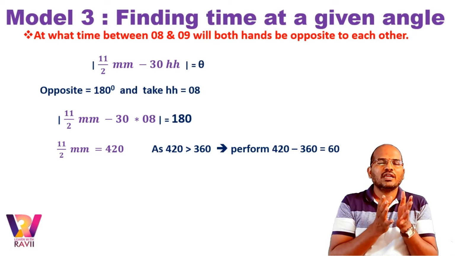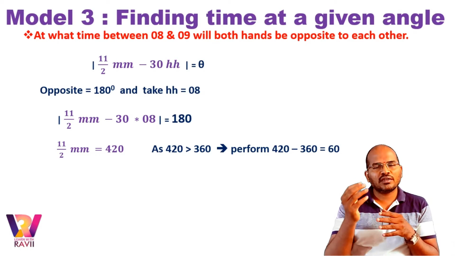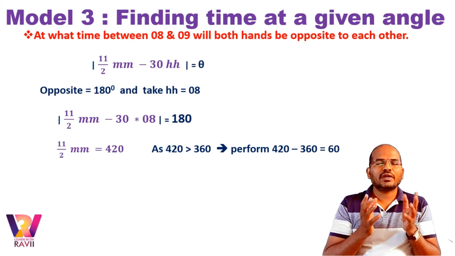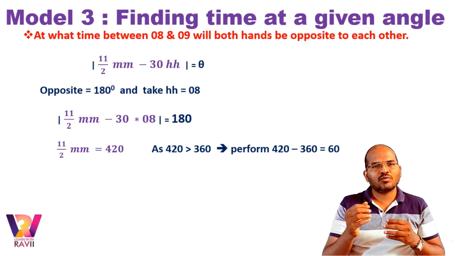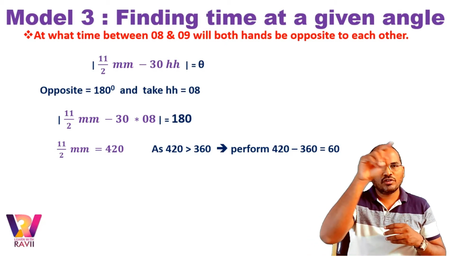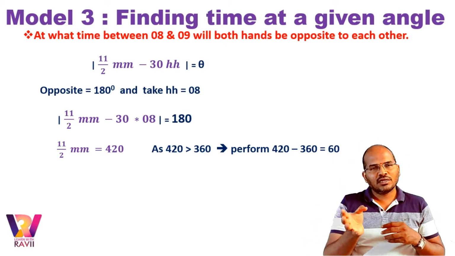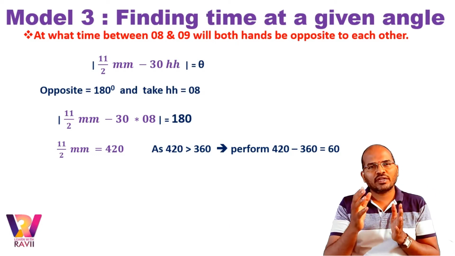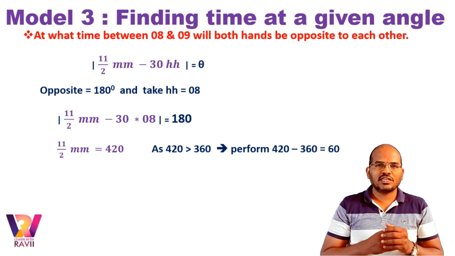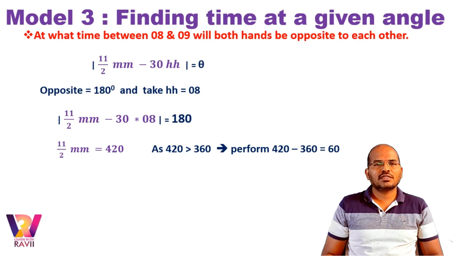So when the angle you calculate is more than 360, subtract 360 from that obtained angle and that would be 60. So it is one full circle plus some extra angle, right? So it is 420 we got. As 420 is more than 360, subtract 360 from 420, and you get 60.